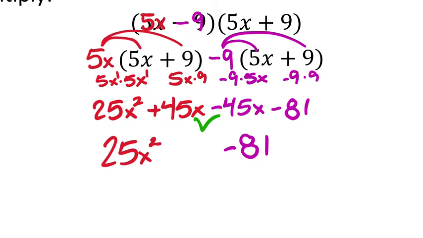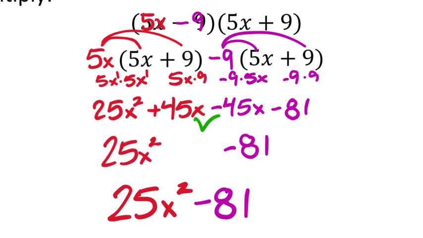So to clean this up just a little bit, really just move them closer together. 25x to the power of 2 minus 81. And like I said, some of you may have known that shortcut right there where the 2 inner terms were going to cancel out. If you knew that, that's fine. You're not going to lose credit if you know that. But most students don't at this point because we don't have enough experience with this stuff.